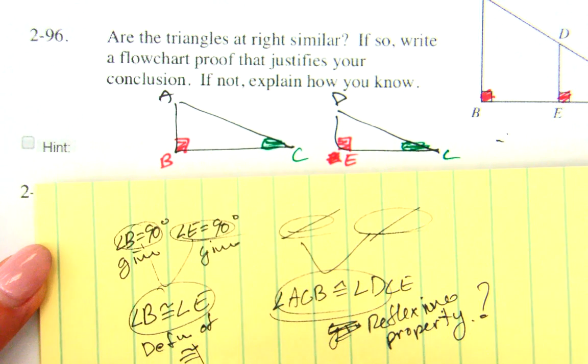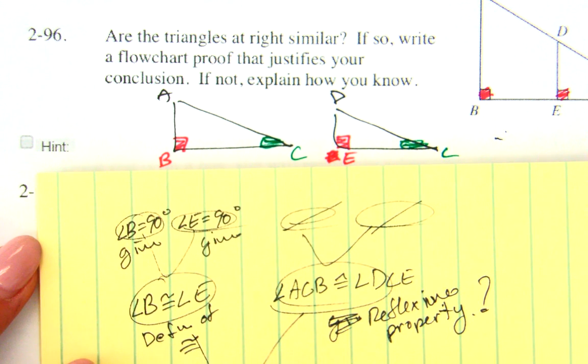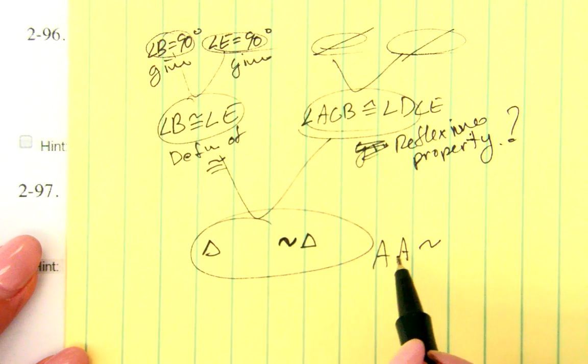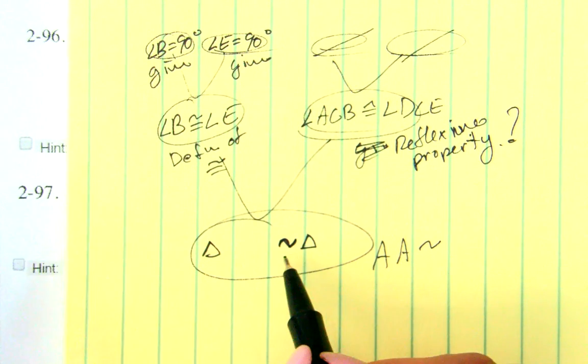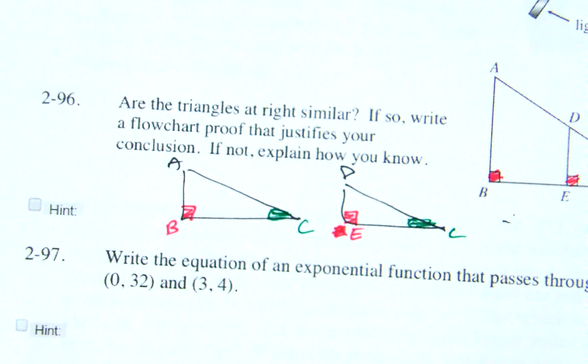Okay, and then that's it. We're done. You only need two angles, and you have both angles, and you're good to go. So angle-angle similarity, and triangle something something something is similar to triangle something something something. Please make sure it's the similar symbol in the middle and not the congruent symbol.